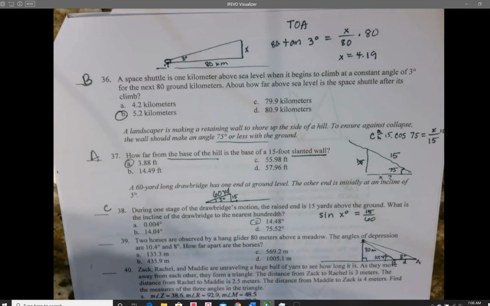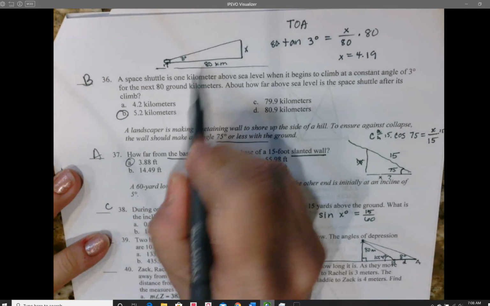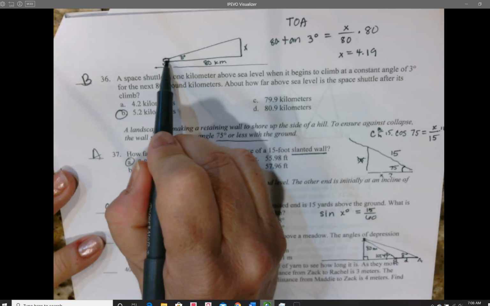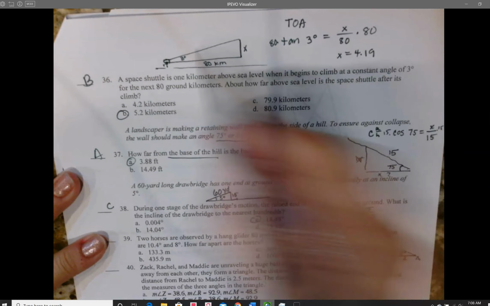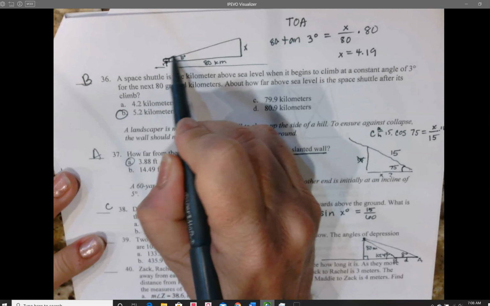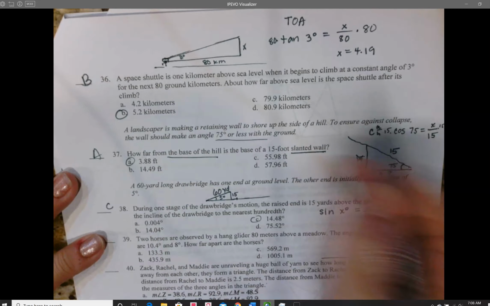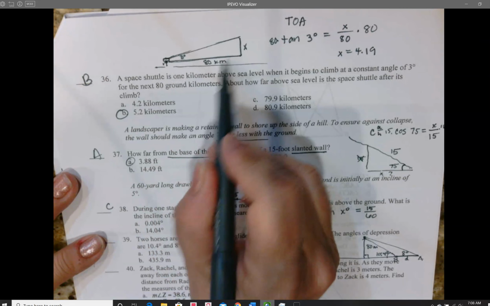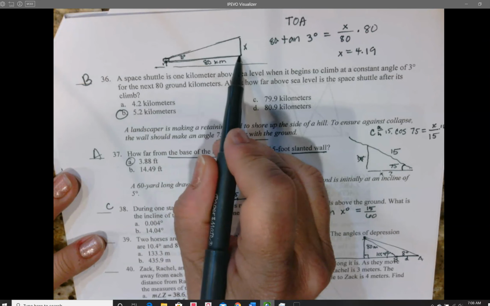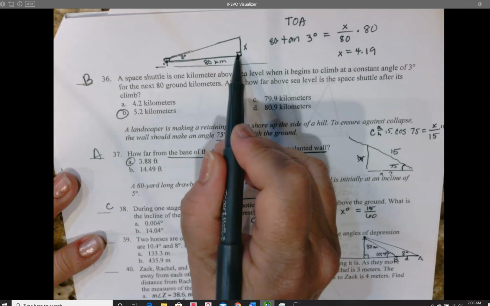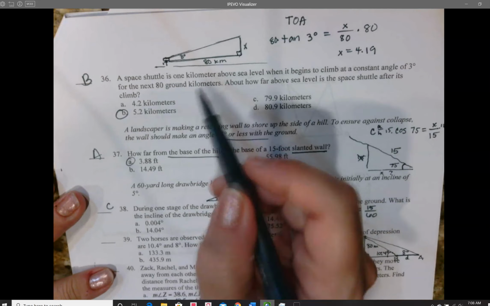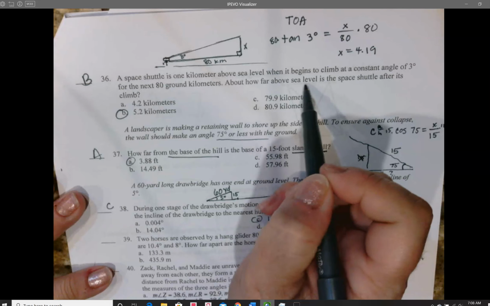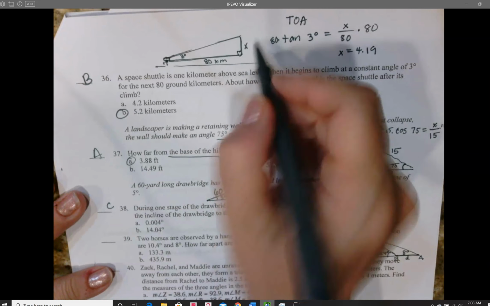So if we have our space shuttle 1 kilometer above sea level, here's my space shuttle. I just drew a little circle. And then it's climbing at an angle of 3 degrees for 80 ground kilometers. So when they say it's on the ground, that's the flat part of the triangle. So we're always trying to draw a right triangle. And we want to know how far above sea level is the space shuttle after its climb.